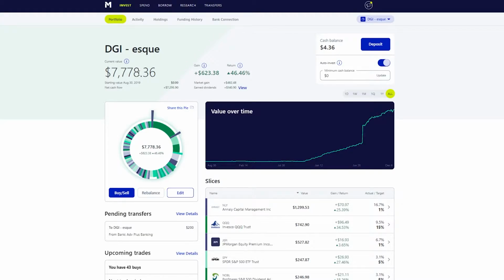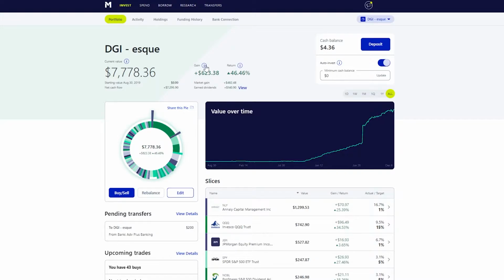So this portfolio name is such, and the value of this portfolio is $7,778.36. You have a starting value of this account being at $0 on its opening at this date of August 30th, 2019, and at the time of this recording, we're in late 2021/early 2022 period. You have a net cash flow of $7,295. You have what you've gained in that instance, as well as the return percentage.